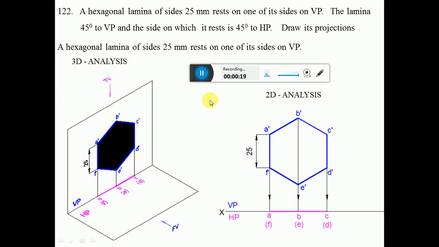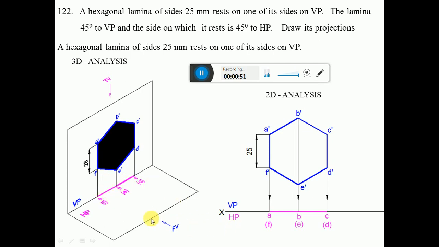So obviously the initial position of the hexagonal lamina has to start from the vertical plane, that is from the front view, and it is resting on one of its sides on VP. The side which is resting on VP has to be perpendicular to HP, and all the sides should be parallel to VP. So when you look from the top view, you can see all the sides are on VP, and also the surface is perpendicular to HP, so we can see a line in the front view.